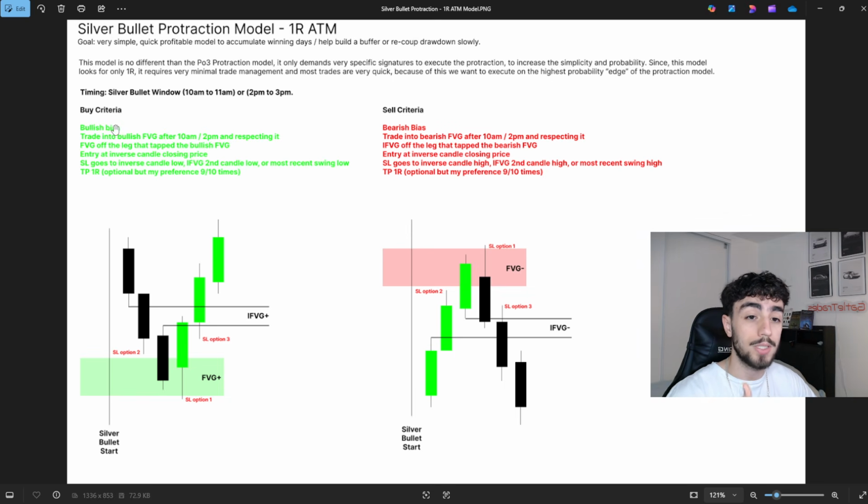Buy criteria. You need to have a bullish bias. Do not take this model every single time it forms in either direction. You must expect the market to be predisposed to move a certain direction. It does not have to be daily bias. It does not have to be weekly bias. But I'll tell you right now exactly how to break it down. If you haven't seen my bias video, I'd recommend watching that. But let's say you didn't. This is pretty much a 30-second summary of the bias video.